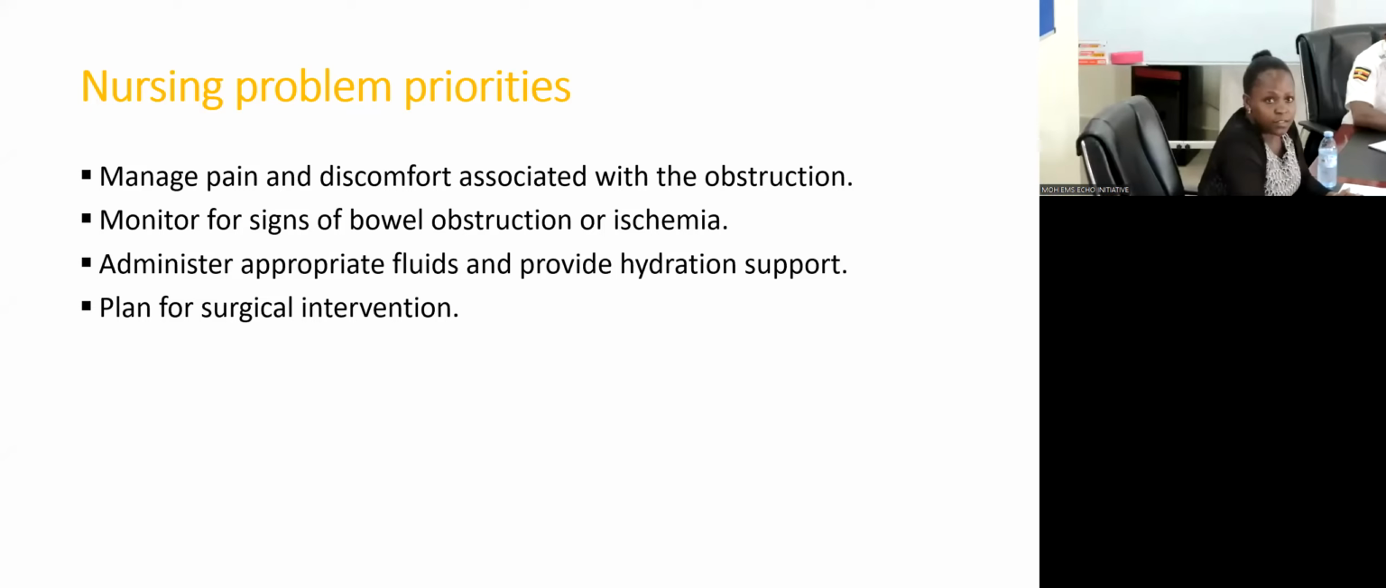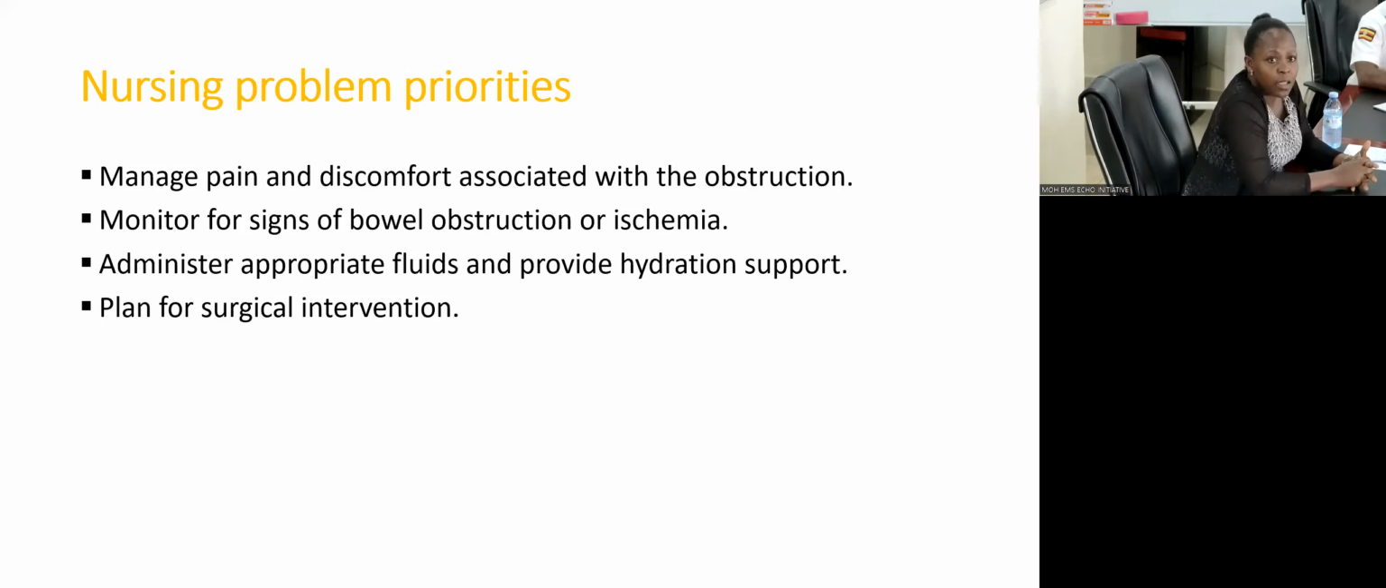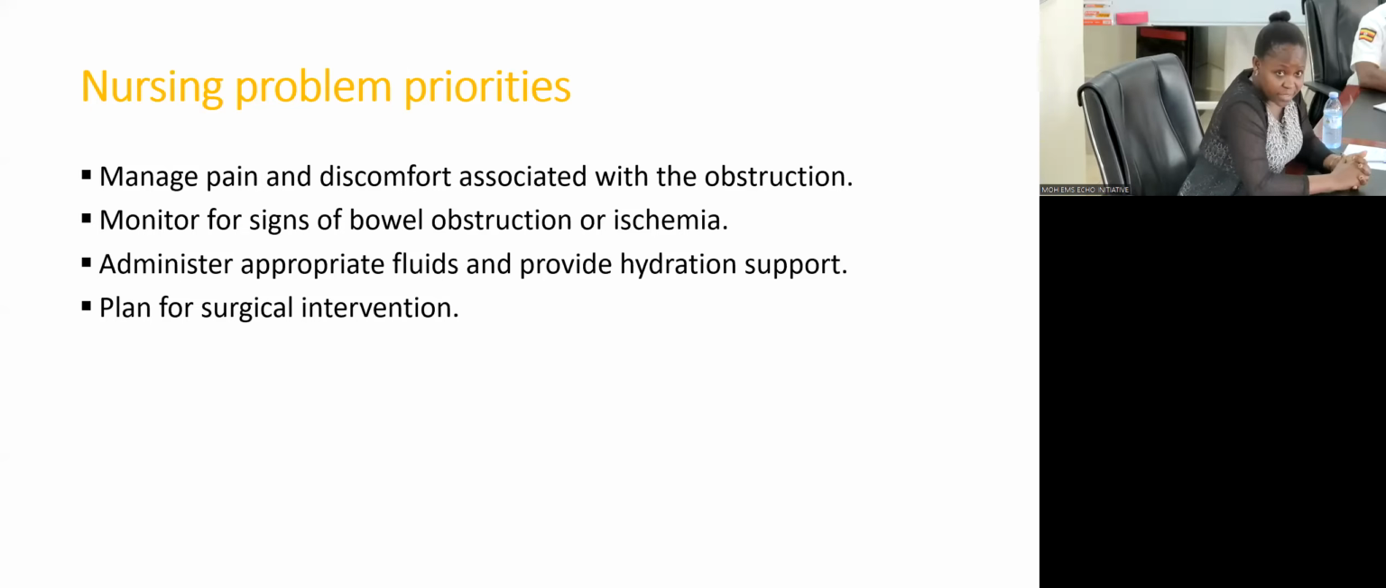So our nursing problem priorities: as a nurse, what should be your priority in handling such a child who has come to you with intestinal obstruction? First will be to manage pain and discomfort associated with the obstruction. We've seen how to assess for pain, how we'll be in position to tell if a baby or a child is in pain. You monitor for signs of bowel obstruction or ischemia. Doctor has already discussed a number of them. Administer appropriate fluids and provide hydration support. This is very important because we've seen vomiting, diarrhea, the children tend to lose a lot. We are risking electrolyte imbalances, so we have to ensure that we administer fluids as required. Then, if the child requires surgery, we plan for the surgical intervention.